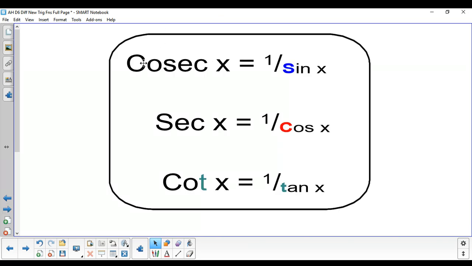Remember that cosec x starts with a c, it's 1 over the s. Sec starts with the s, it's 1 over the c. And cot has the t, it's 1 over tan.